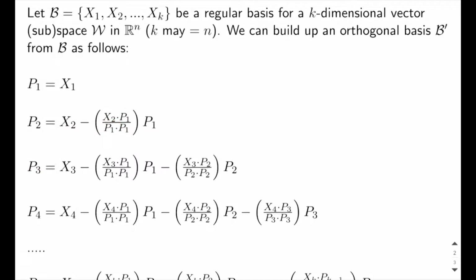The third vector is computed in the same manner. It's the difference between x3 and a vector that is a linear combination of p1 and p2, in which the scalar for p1 is x3 dot p1 divided by p1 dot p1. The scalar for p2 is x3 dot p2 divided by p2 dot p2. And you just continue this process. Very similarly, you'll be able to find p4.